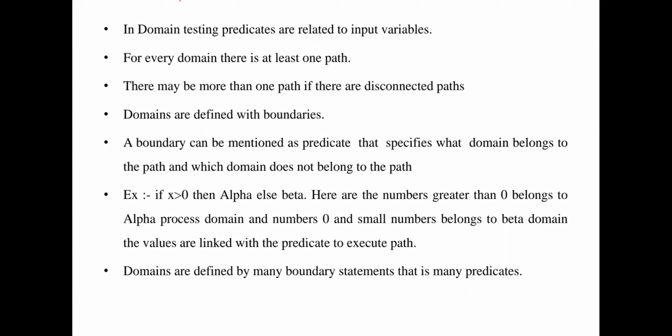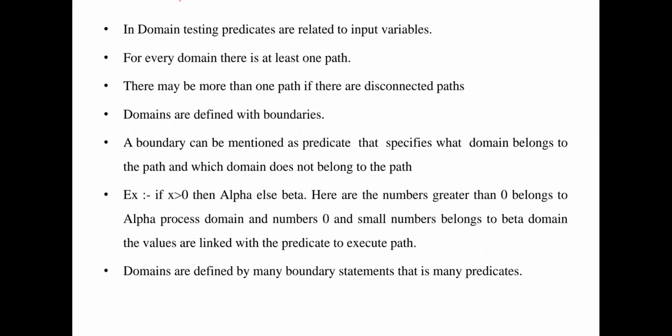The values are linked with the predicate to execute the path. According to the condition only, the path will be executed. That is a small example of the domain: how a domain is checked according to the boundaries, and to which path it will go for execution.